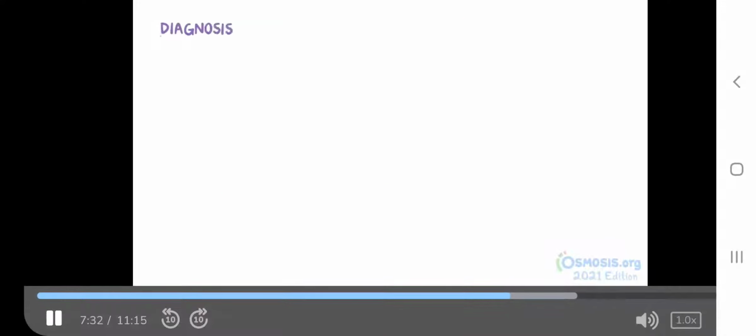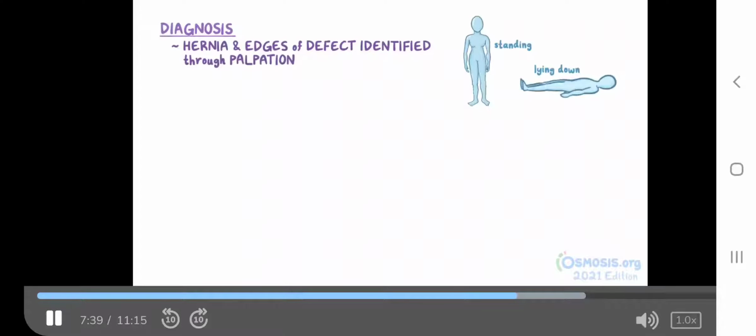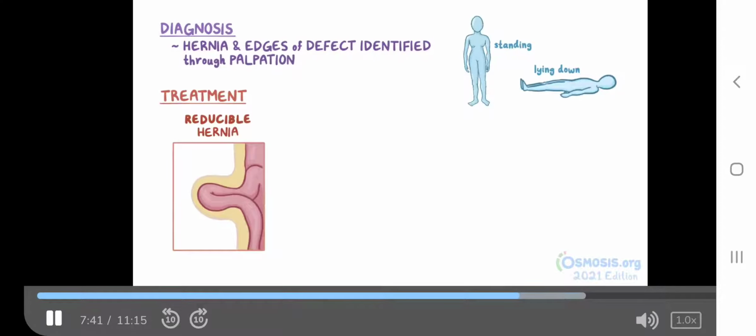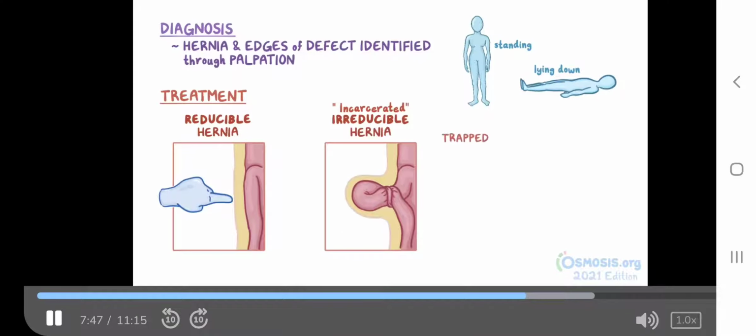For diagnosis, the hernia and the edges of the defect may be identified through palpation while a person is standing and lying down. Reducible hernias can be pushed back into the abdomen by putting manual pressure to it. Irreducible or incarcerated hernias are trapped within the hernia sac such that they cannot be reduced.